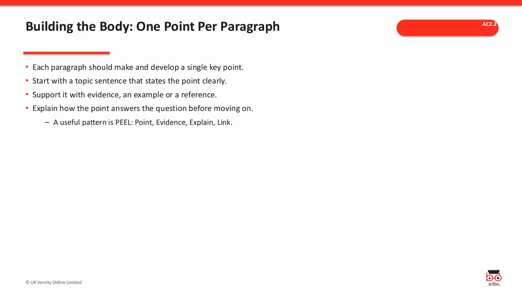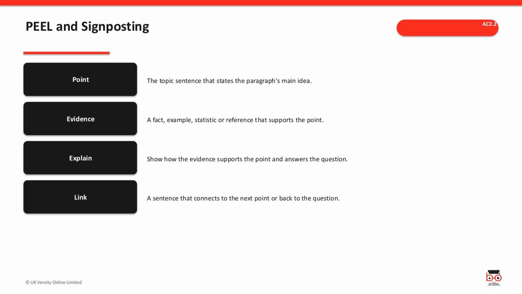A pattern you'll hear again and again is PEEL, which stands for point, evidence, explain, link, and it keeps paragraphs tight and purposeful. Let's spell PEEL out. Point is your topic sentence, the paragraph's main idea. Evidence is the fact, example, or reference that backs it up. Explain is where you show how that evidence supports the point and answers the question, and it's often the part learners rush. And link is a closing sentence that carries the reader on to the next idea or back to the question. Four small moves, one clear paragraph.